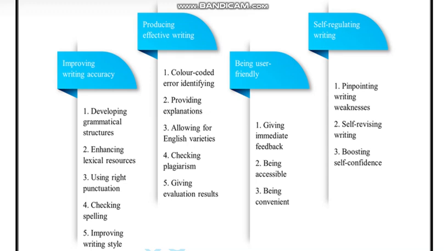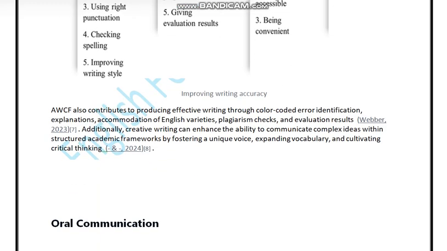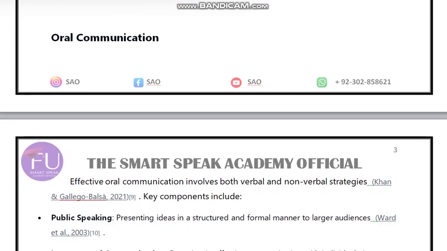Self-regulating writing. Self-regulating means that you highlight the problems and issues by your own. Pinpointing writing weakness. Where am I making problems, because nobody is taking interest in my writing? So the problem is with my writing. Self-revising writing. You have to focus on your writing and reread it. Then boosting self-confidence.